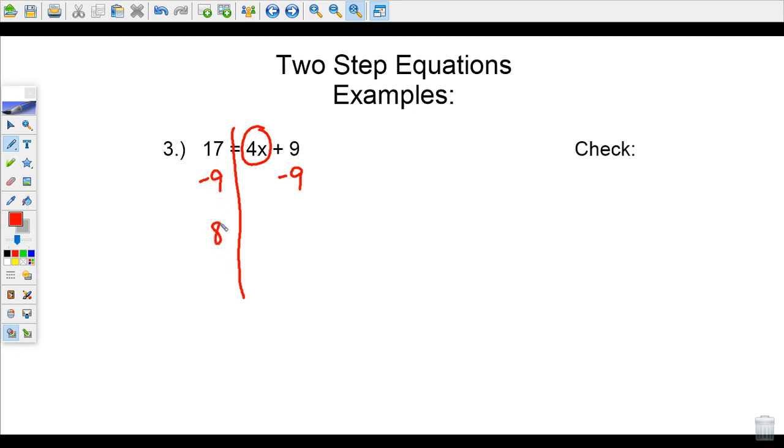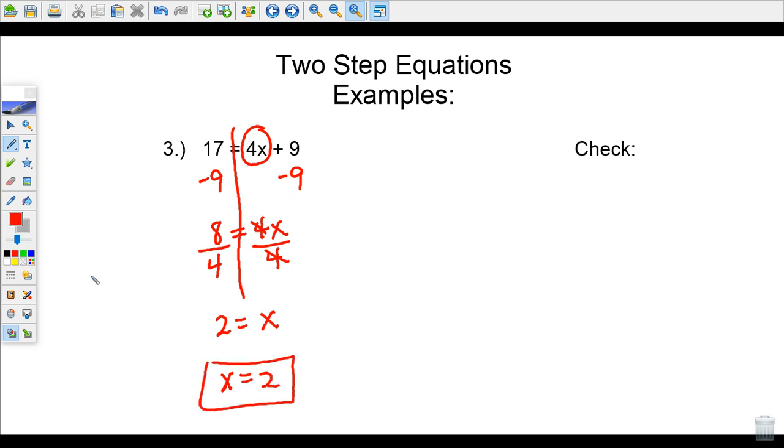17 minus 9 is 8. All that's left over here, the 9 minus 9 is 0. All that's left is 4x. 4x means 4 times x. x is being multiplied by 4, so the inverse of that is to divide by 4. Do it on both sides. 8 divided by 4 is 2. 4 divided by 4, they cancel and it's just 1x or just x. If you want to flip it around, x equals 2.